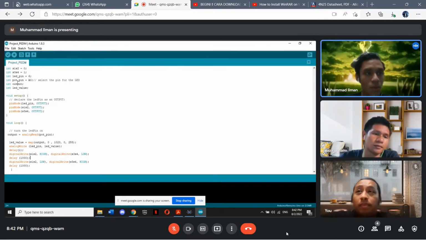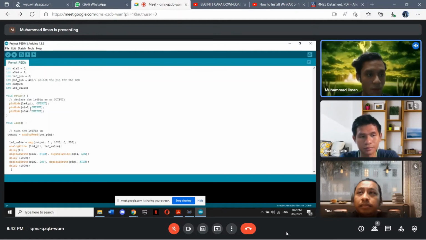So this is the port pin. Port pin stands for the rheostat and potentiometer pin, so we put it as analog pin A0. Then the int input and int LED value. So this is our setup, where we declare which are the outputs. Pin mode LED pin is the output, which is in the rheostat.